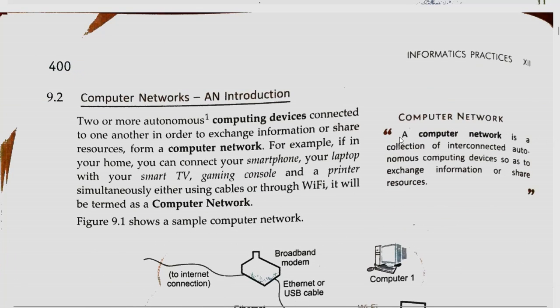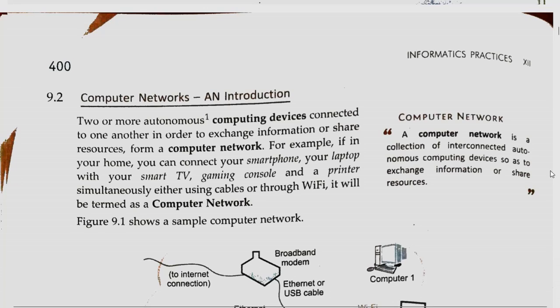A computer network is a collection of interconnected autonomous computing devices so as to exchange information or share resources. It is mentioned here that it is a collection of interconnected devices. Interconnected means it is forming a chain of systems. All the systems are connected to one another and have created a collection, and they are autonomous computing devices. Autonomous means there is already a connection and they are exchanging information with each other. It is happening autonomously.